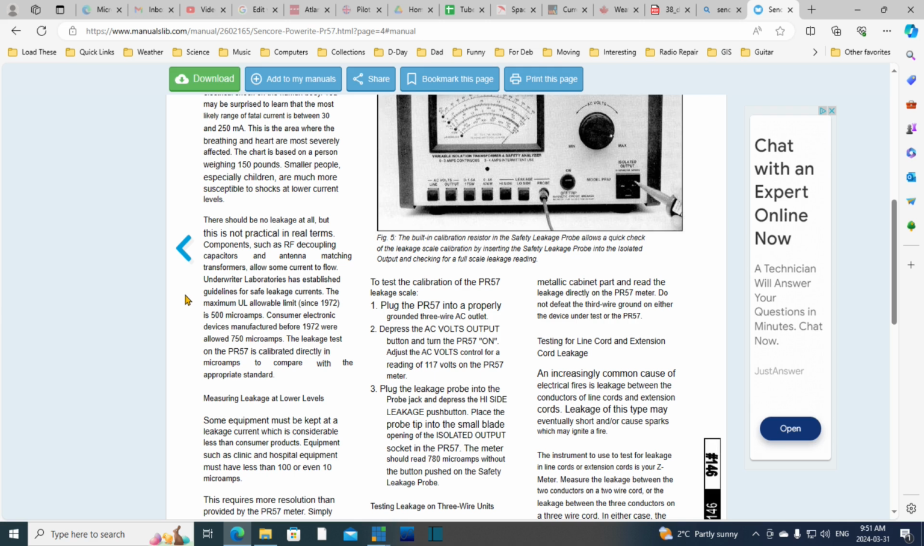500 microamps. I wonder if it's marked on here. I'm looking at the microamp scale. There's no marking. You know what? There is, but it's actually a different scale. There's a red area on there. It's just my meter telling me I've left it on.